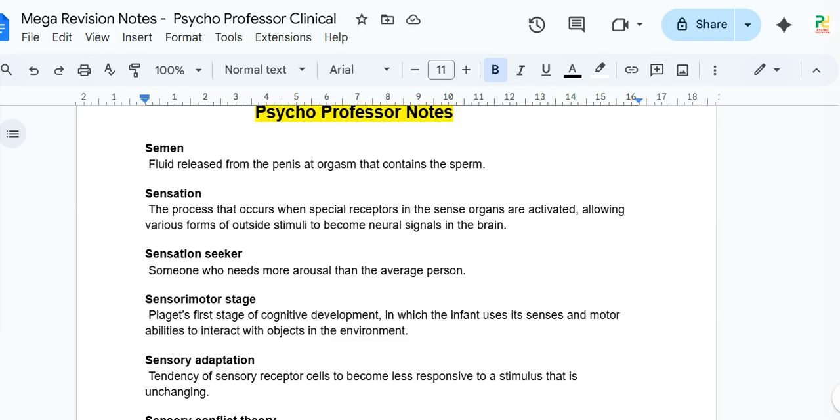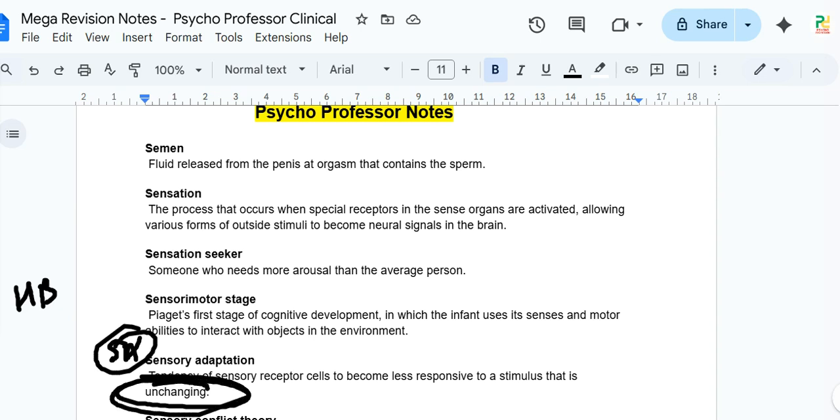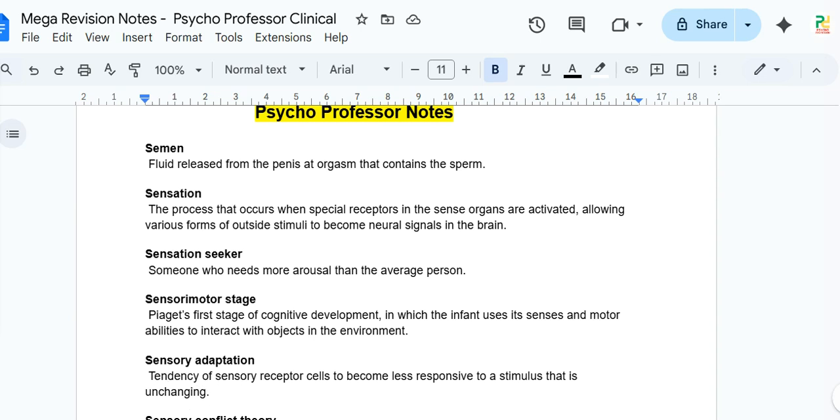If they ask you what is common between sensory adaptation and habituation, the information is always unchanging in both the cases, in HB also and in this SA also. Both the things, similarity is what? The stimulus is unchanging. But now tendency of what? Is it your brain? No, it's your sensory receptor cells. Tendency of your sensory receptor cells to become less responsive to a stimulus that is unchanging.